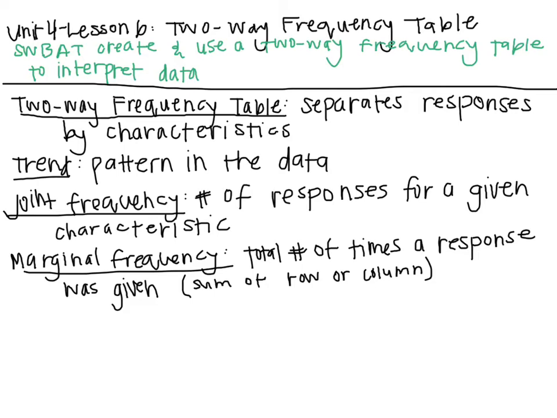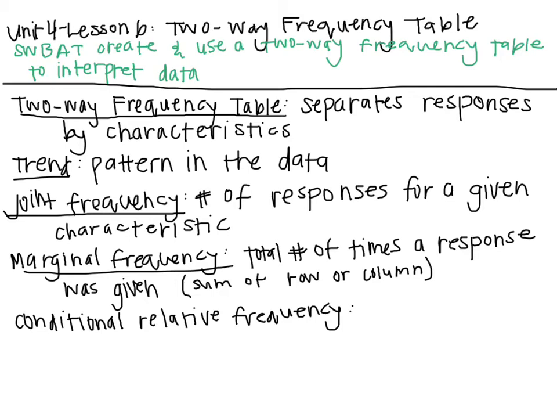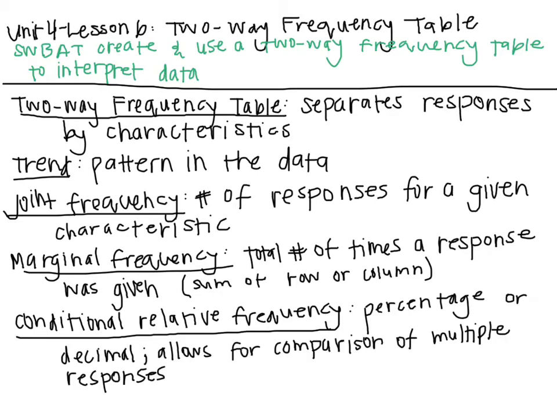And our final term is the conditional relative frequency. Conditional relative frequency is expressed as a percentage or decimal, and it allows you to compare multiple responses on a table. So you could be looking at one single value compared to that column, compared to the row, or compared to the whole table. Or you might look at a column compared to the whole table, or a row compared to the whole table.